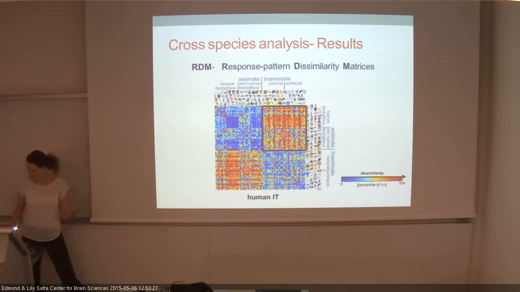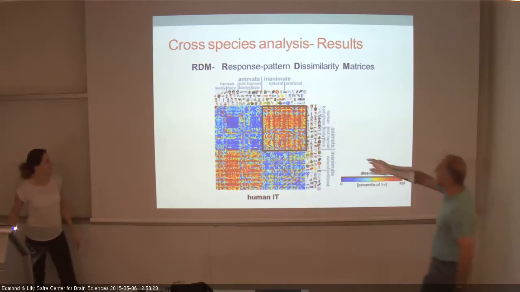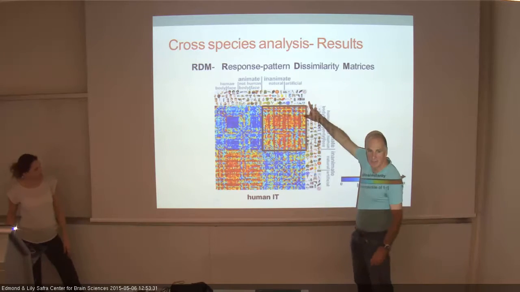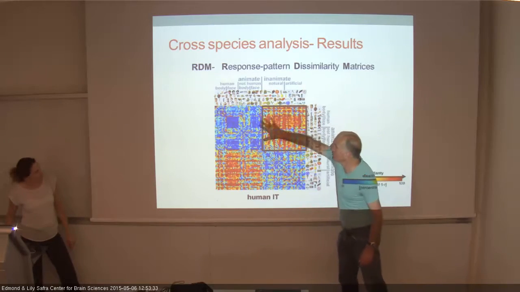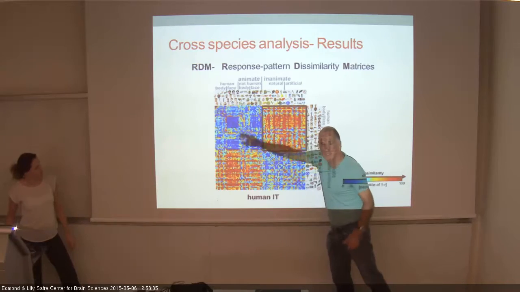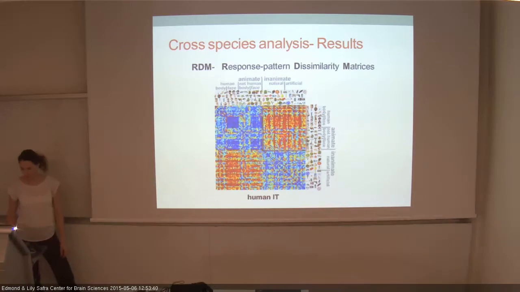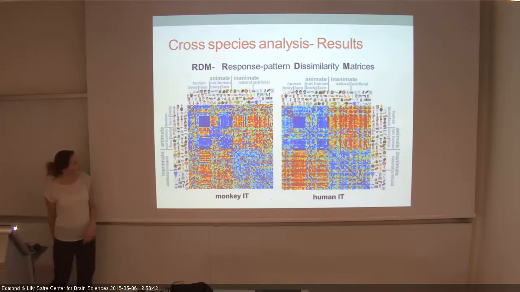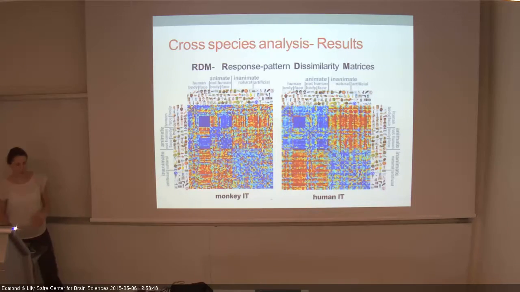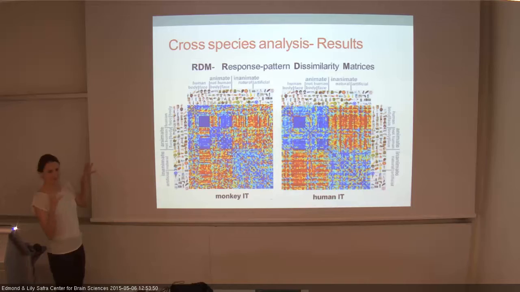Okay? Just to clarify this, each entry here is a correlation between one image and another, right? So the fact that you see this clustering here, the blue, means that they are similar to one another and the faces are similar to one another. Okay, but what's really interesting here is the comparison to monkeys. So what you can basically see just by looking at it is that first of all, they are similar.